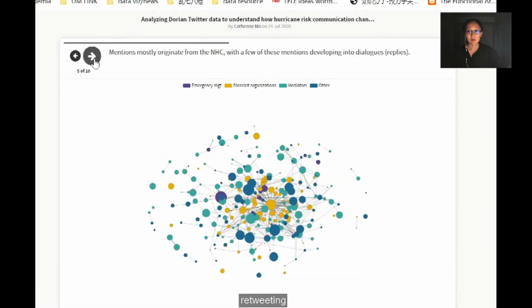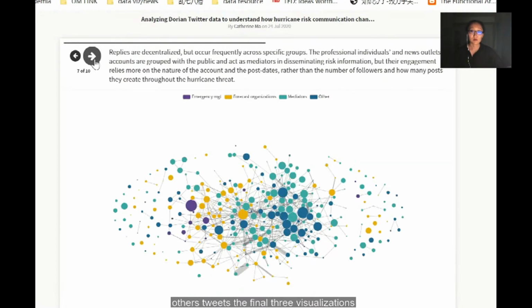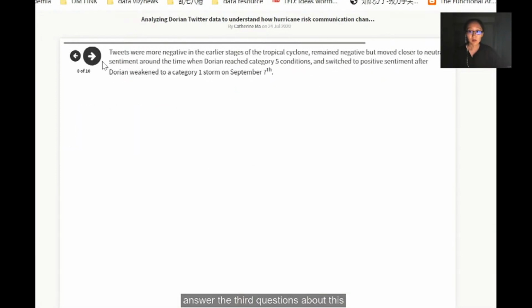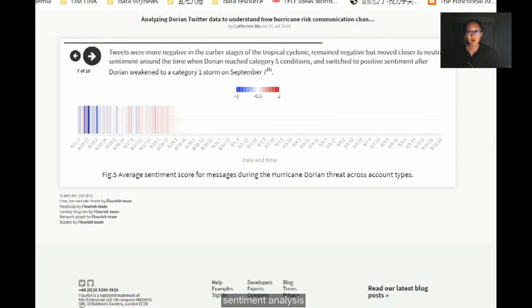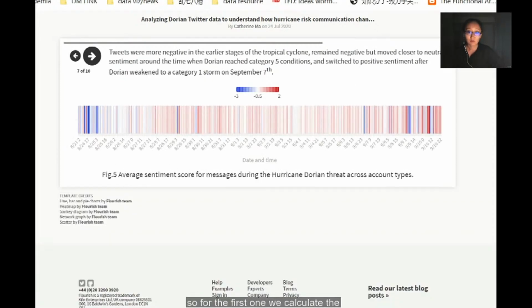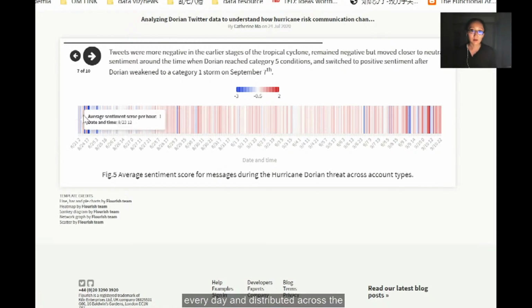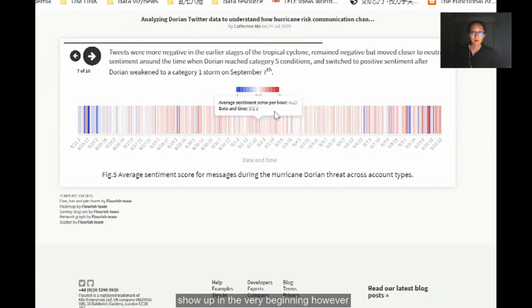The final three visualizations answer the third question about the sentiment analysis. For the first one, we calculated the average sentiment score of the total tweets for each hour every day and distributed it across the time frame. You can see that negative sentiments show up at the very beginning. However, when Dorian came to its highest level on September the 1st, the average sentiment score tended to be more neutral.